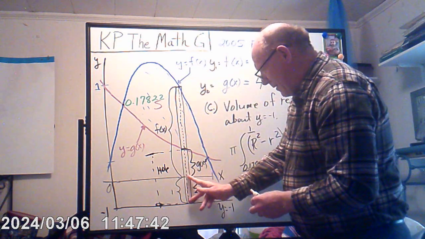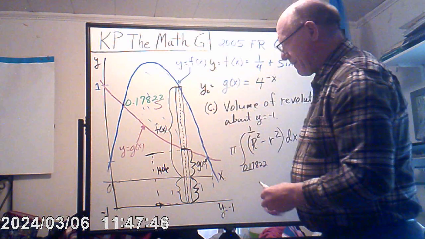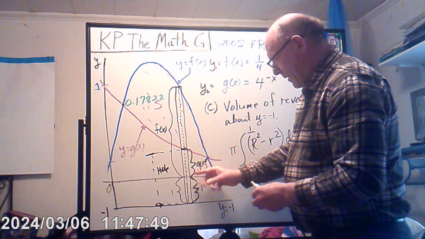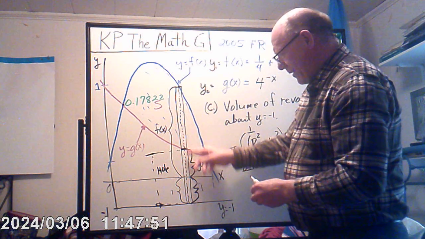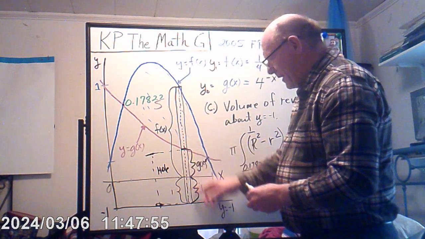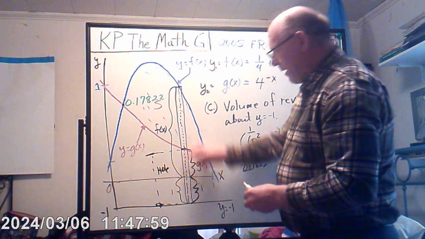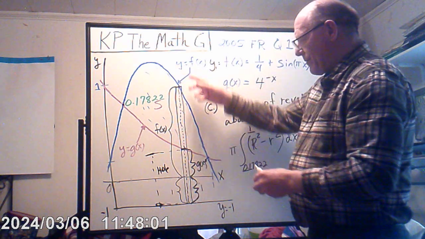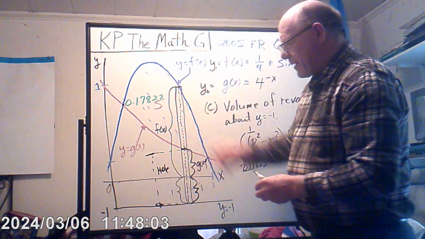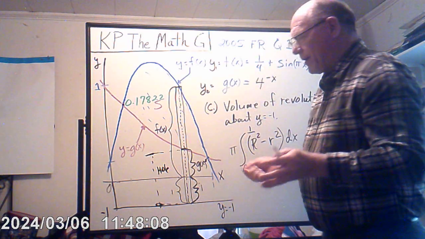So 1 plus y here, but this y is f at x. And then 1 plus this y is the whole that we're subtracting off, and that's g at x. So 1 plus g at x is the height of the hole, and 1 plus f at x is the entire length of this radius, the big radius. So that's why we do that.